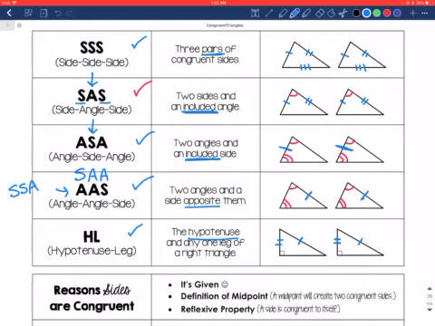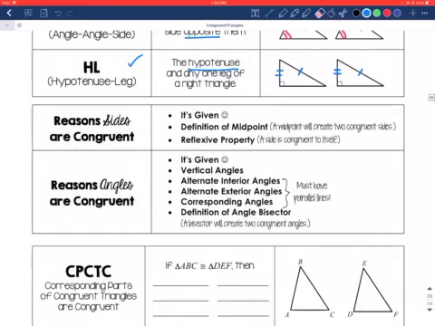Because if you spell side-side angle backwards, that is a word that we do not use in class, and that is a postulate that we do not use in class. So there's no such thing as angle side-side, and when you think about it, you kind of get it, okay? So that's a good way to remember there's no angle side-side.